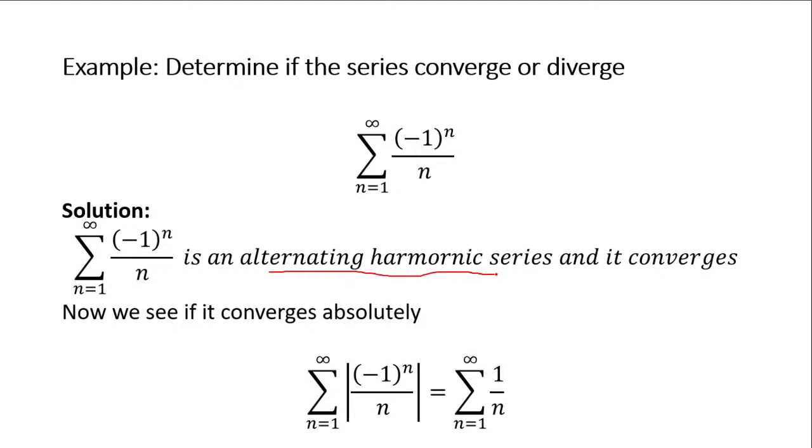So what you need to know is that you know the condition for the alternating and you know the condition for harmonic. The p-series, you are good to go.